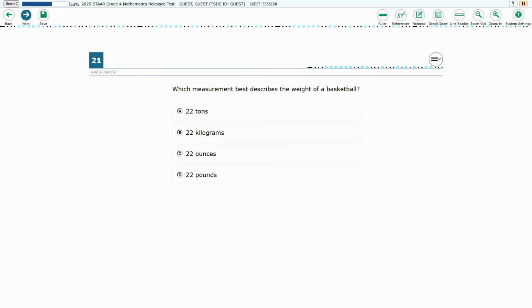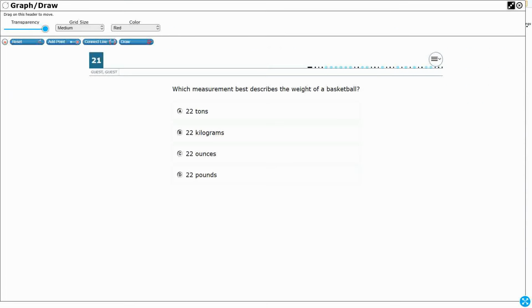For number 21, we are looking at relative sizes, and this is just a pattern recognition, not really calculating. We're just trying to find the weight of a basketball. And we simply just need to know the relative weight of things, right? So tons are used to weigh elephants and cars, so that's not going to work. And if we're not really sure about kilograms, we might think, well, 1,000 grams is in a kilogram. So this is really 22,000 grams. Think of those gram stackers. That's a lot. So now we're kind of stuck with ounces and pounds.